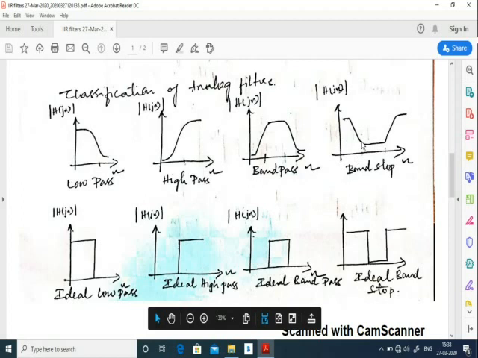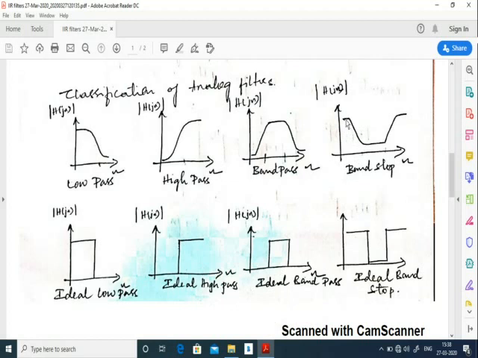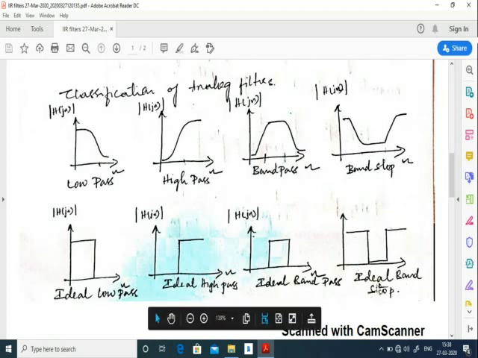And the last type of filter is the band stop filter. Here, as the name suggests, it will stop a certain band and pass the rest. If I set the cutoff limits between this and this, it will stop all the frequencies which fall within this particular region, whereas it will pass all the signals in this limit and also in this area. That is what we mean by band stop filter, and this is the ideal band stop filter representation. Again, the y-axis represents magnitude and the x-axis represents frequency.